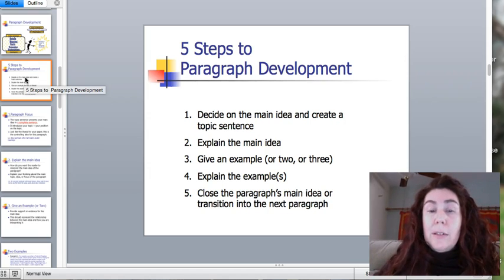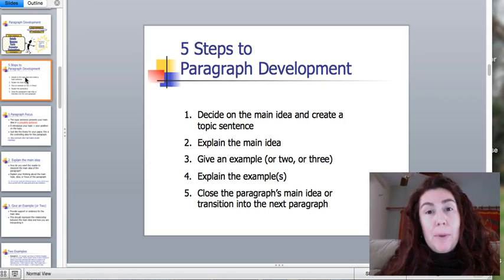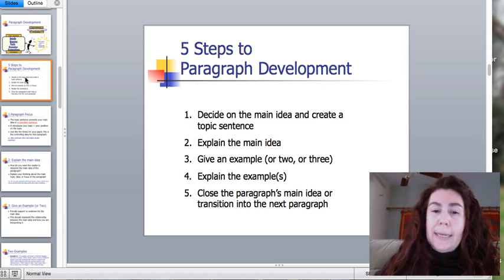So when you are shaping your paragraphs, the first thing that you need to do, it's almost like writing a mini paper. So just like we wrote a thesis for our paper, you're going to be writing a topic sentence, which is like a mini thesis for your paragraph. So you need to decide what that main idea or that controlling idea is for your paragraph and create a sentence for it. And after you do that, you're going to explain what that idea is, give me some examples or support of that idea. Then you're going to explain that evidence and close the paragraph's main idea or transition into the next paragraph.